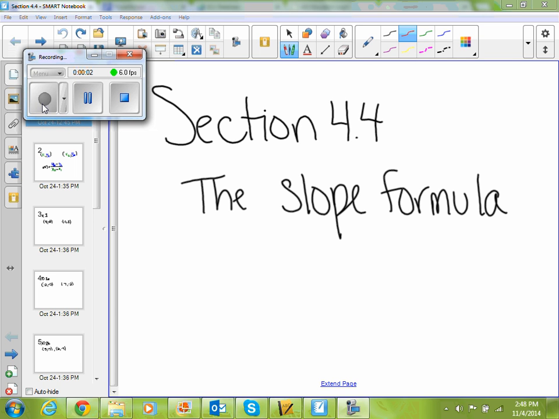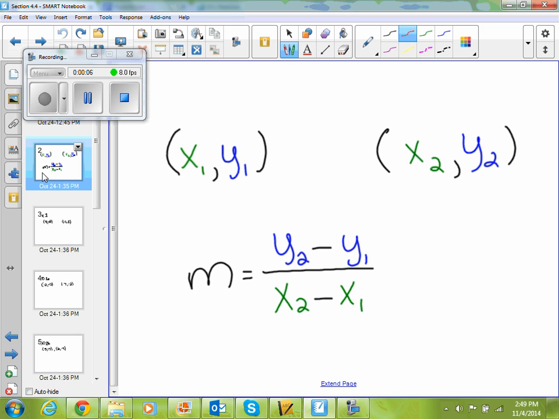Okay, so if we look at section 4.4, our slope formula that we need to know is m equals y2 minus y1 over x2 minus x1. And your y2 and your y1 and your x2 and your x1 come from your ordered pairs. So your first ordered pair is always your x1 and your y1. And your second ordered pair is your x2 and your y2. Okay, so write that down.